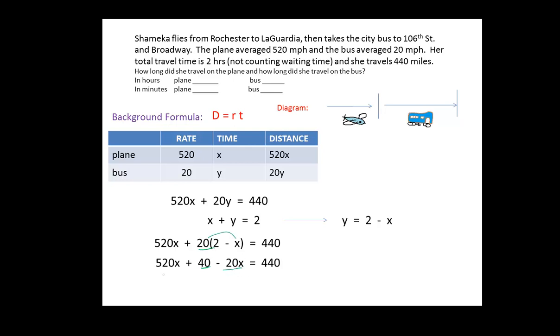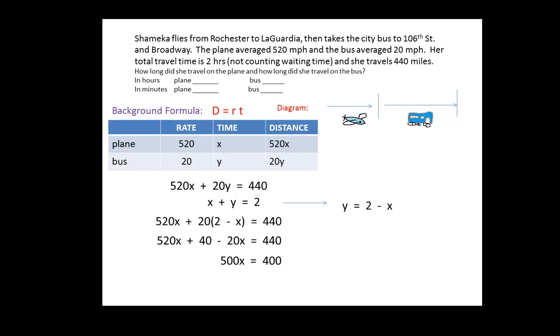For our next step, we're going to collect like terms, so we'll add these two together, or combine these two, and we're also going to subtract 40 from both sides of the equation. So that's a couple of steps. You can go ahead and try that on your own. See if you come down to this spot with 500x equals 400. That's the result of a couple of steps.